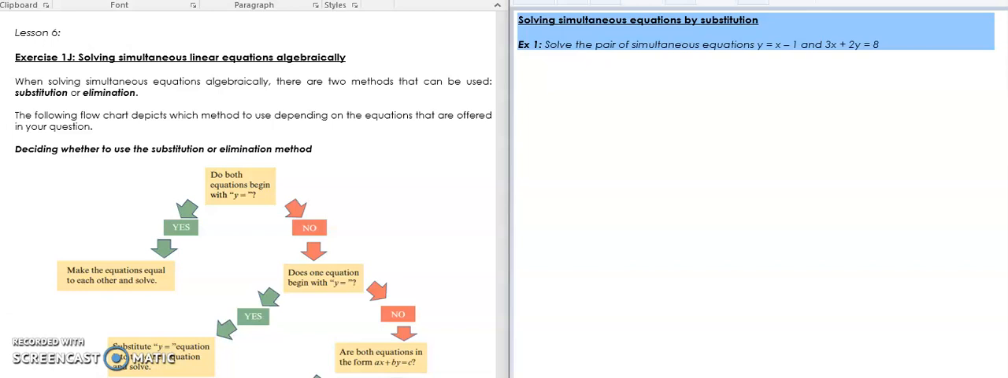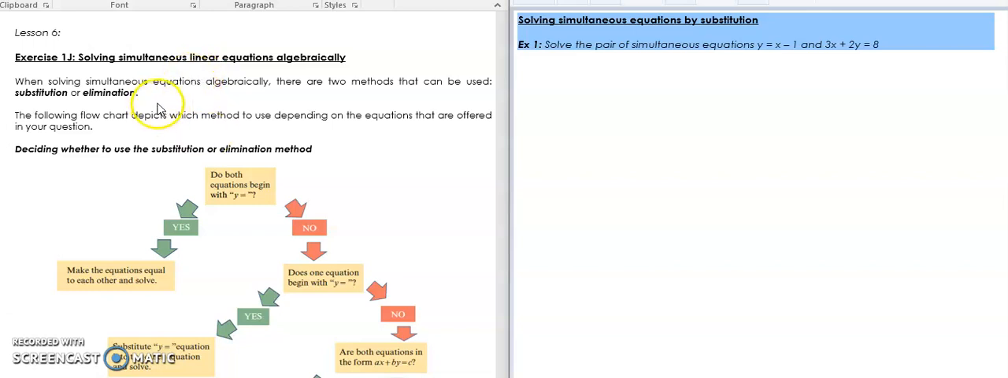Welcome back, guys. In the previous video we were looking at what simultaneous linear equations are, and I showed you an intuitive way of trying to solve for an x and y value. This video is going to look at the algebraic side and what methods you need to use in order to solve two simultaneous linear equations.